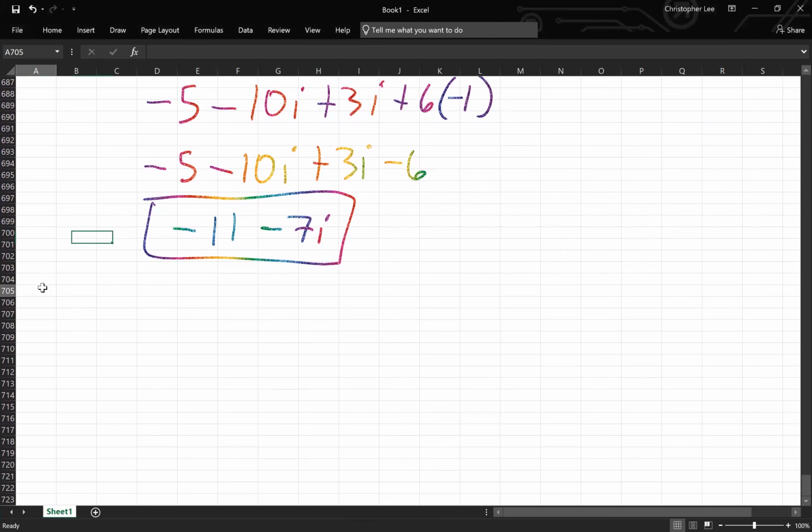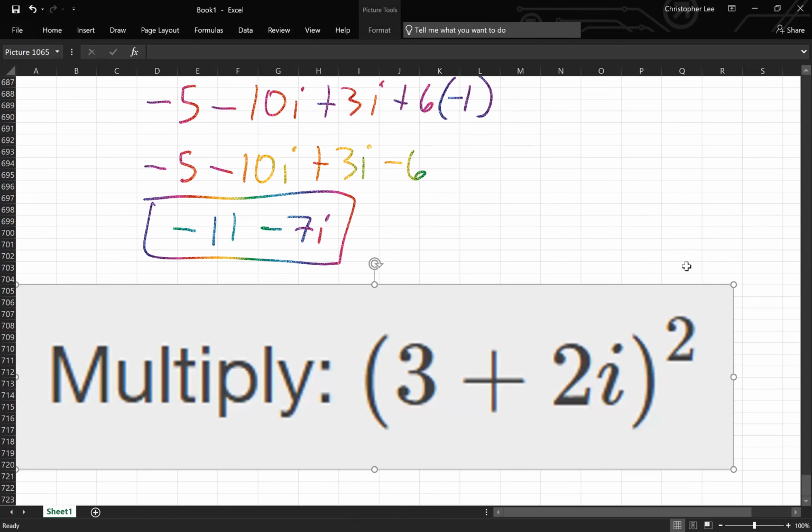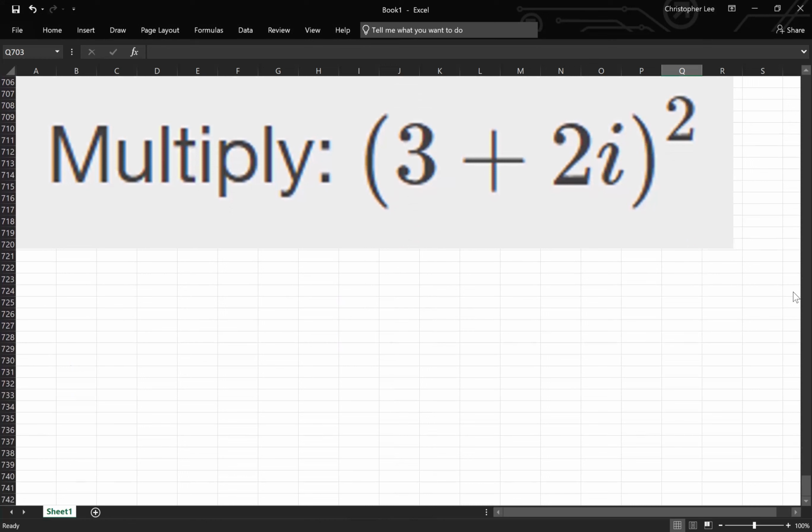Let's look at our old buddy, binomial squared. So what's this gonna be? Plus 2i. Twice 6. Oh, you gotta FOIL it. 9, right?